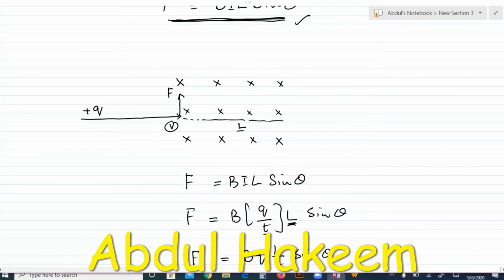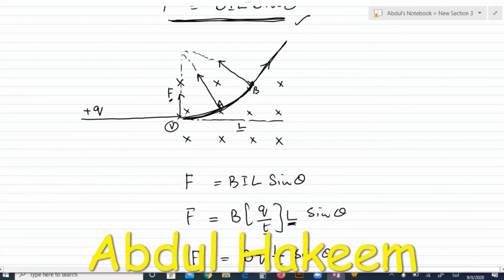Now, due to this upward magnetic force, this charged particle bends up, and this is its direction of motion. And after the field, it goes straight. Now the question is, at this point A and this point B, draw the direction of the force according to Fleming's left-hand rule. This is the direction of the force. This is the direction of the force. So look, all forces are going to meet at a single point.